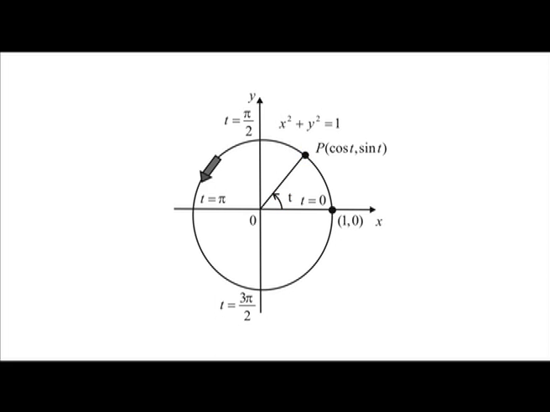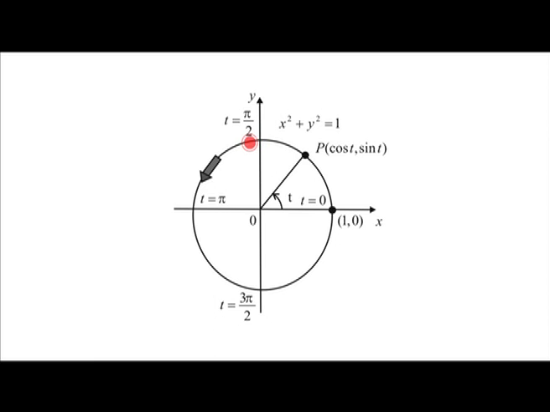We track the points as t runs from 0 to 2 pi. When t is equal to 0, the point is (cos 0, sin 0), which is equal to (1, 0). As t increases up to pi by 2, the corresponding point moves up and to the left along the circle in the counterclockwise direction. When t is equal to pi by 2, we obtain the point (cos pi by 2, sin pi by 2), which is equal to (0, 1).